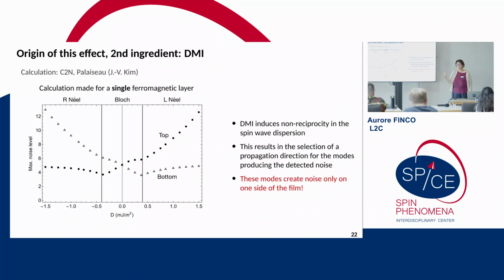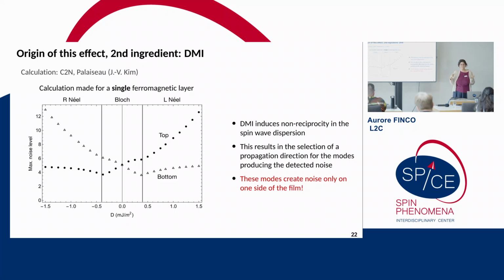Second ingredient is, again, the Dzyaloshinskii-Moriya interaction. So this interaction creates a non-reciprocity in the dispersion of the spin waves. So basically, your dispersion is not symmetric. And so for plus k and minus k, you expect a different frequency of your spin wave. And it means that with our NV, since we are filtering in frequency around the magnetic resonance frequency of the NV at 2.87 gigahertz, with the asymmetry from DMI, we will kind of filter plus k or minus k.